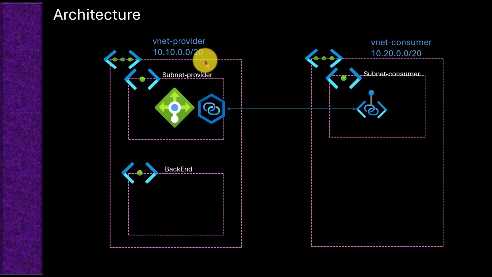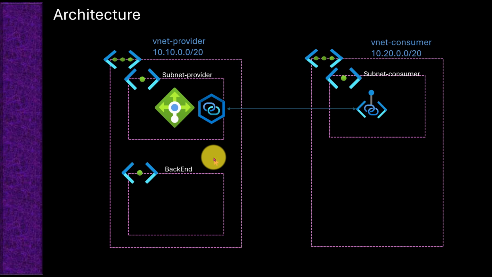In this video, we will create the private link service and private endpoint for the private link service. Before doing this, let's understand the architecture. We will create two virtual networks in the same subscription. One is the VNet provider network and the other one is the VNet consumer network.